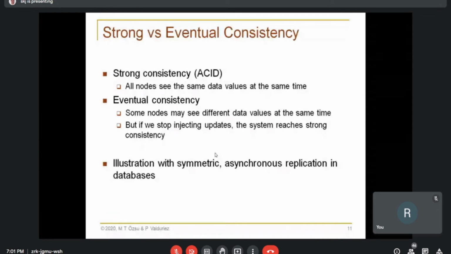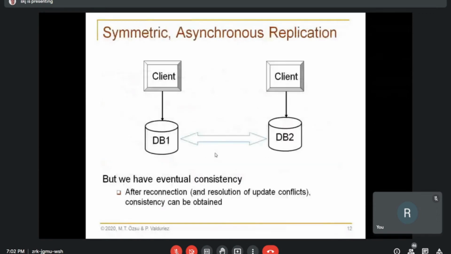Here is an illustration with symmetric and asymmetric replication in databases. This is simply a diagram showing eventual consistency. Consider a database failure. After reconnection, the resolution of update conflicts is performed and consistency will be obtained.